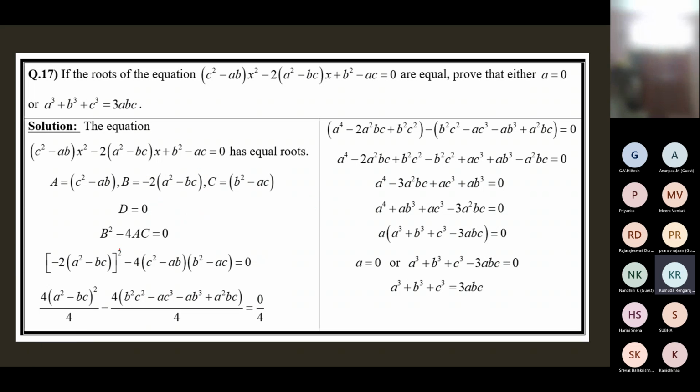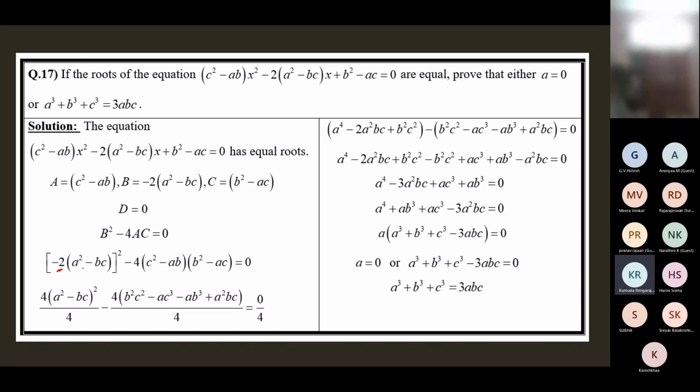So use the bracket. See here, I've used a square bracket. I'm enclosing the whole of B in the square bracket. This is B square minus 4 into A, this is A, into C, this is C, is equal to 0. All right. So now, what is minus 2 the whole square? Minus 2 the whole square is plus 4.